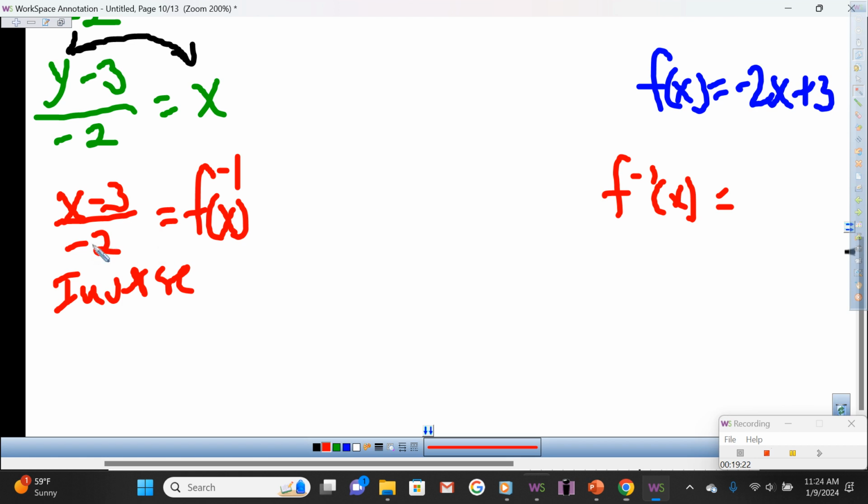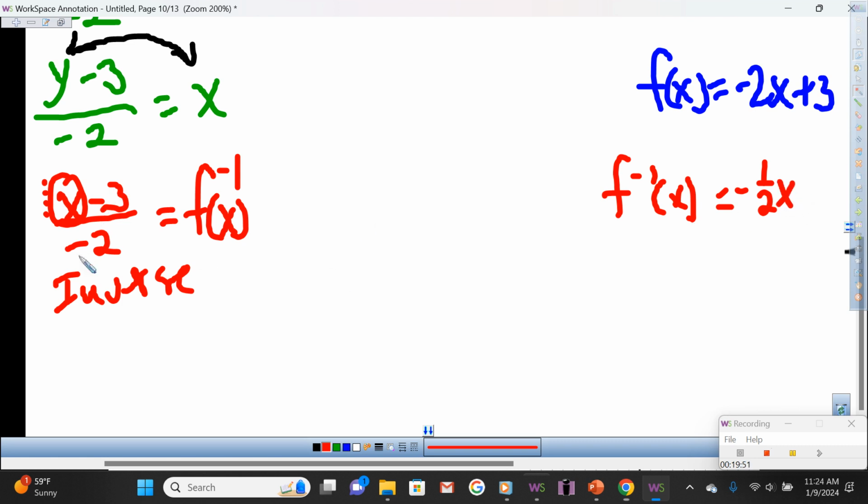In order not to have a denominator like this, I need to see if this one has a number here. It doesn't. I put an imaginary 1. So that divided by that is my first part, negative 1/2. What's next? X.